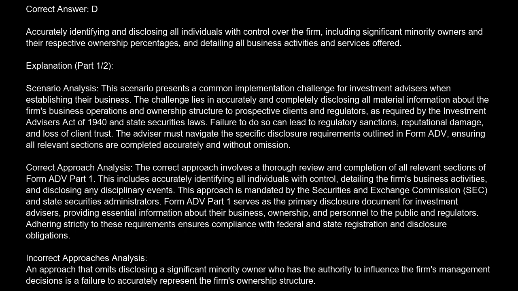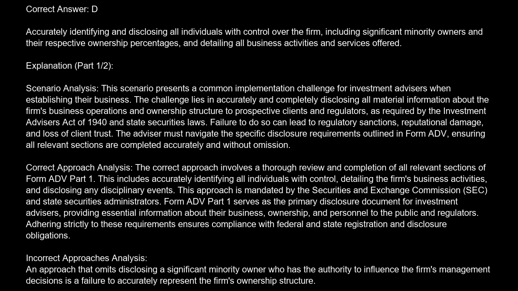The correct approach involves a thorough review and completion of all relevant sections of Form ADV Part 1. This includes accurately identifying all individuals with control, detailing the firm's business activities, and disclosing any disciplinary events. This approach is mandated by the Securities and Exchange Commission, SEC, and state securities administrators. Form ADV Part 1 serves as the primary disclosure document for investment advisors, providing essential information about their business, ownership, and personnel to the public and regulators. Adhering strictly to these requirements ensures compliance with federal and state registration and disclosure obligations.